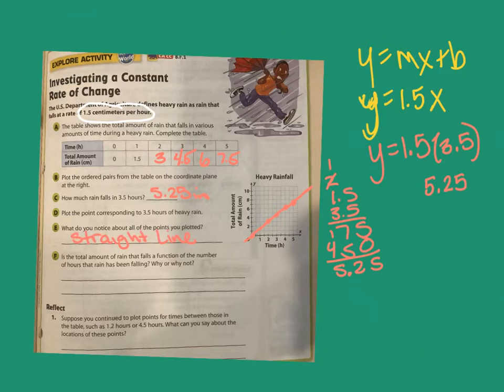Is the total amount of rain that falls a function of the number of hours that rain has been falling? Why or why not? It is falling at a rate of 1.5 per every hour. So it is a rule that is happening to it during that constant heavy rain period. So yes, it would be considered a function because we're not getting different answers. Yes, each input has one output. It doesn't have many outputs. So that's what this part is helping us to understand.